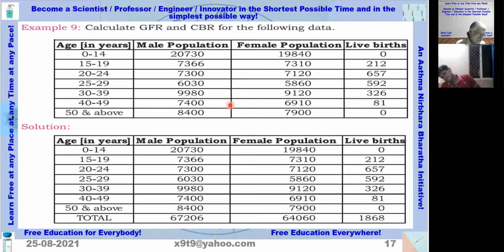Seven, sir. No, you find out how many female childbearing people are there. That means you have to add only those which are between 15 and 49. Yes, sir.